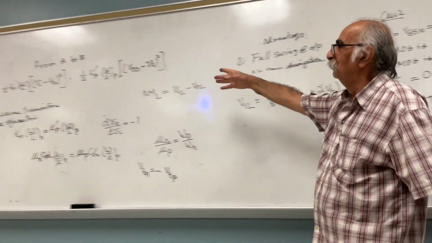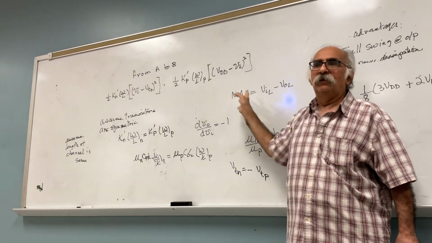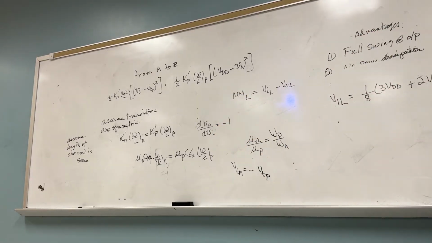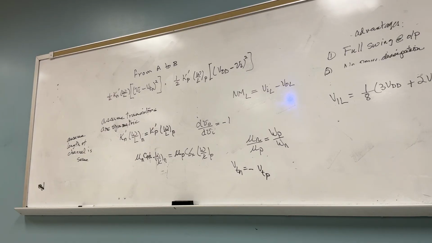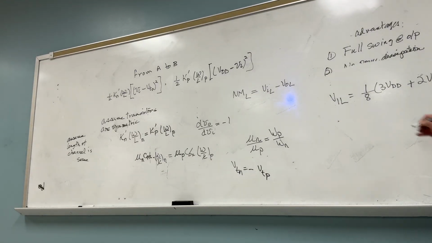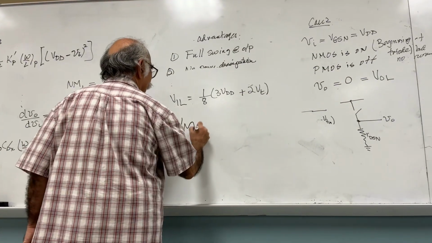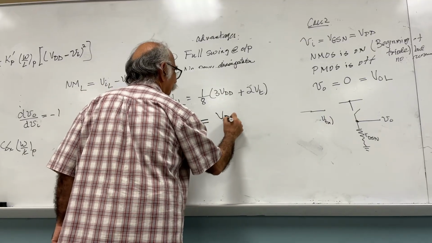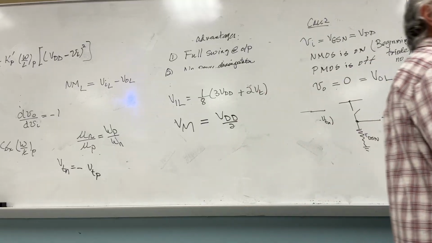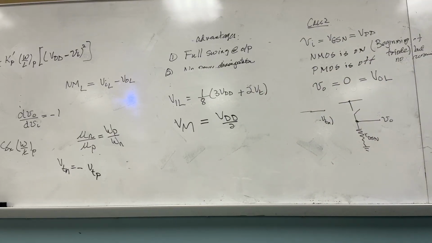What is the assumption? The assumption is that the two transistors are symmetric. Yes? Which parameter am I getting? Look at the diagram and tell me which parameter am I getting? VM, which is the inverter switching threshold. VM is equal to what? VDD over 2.